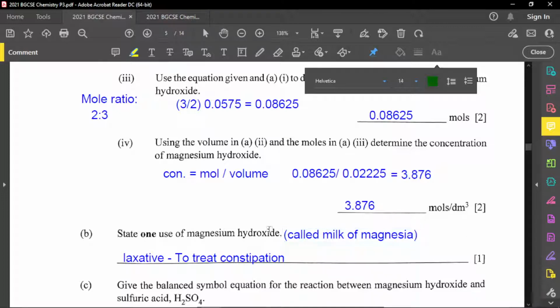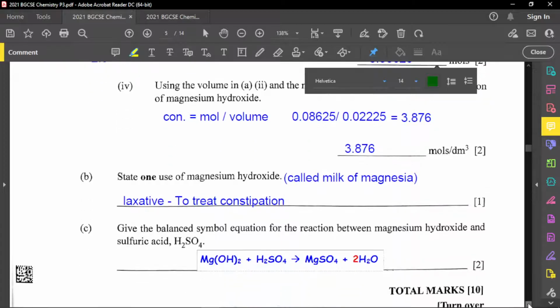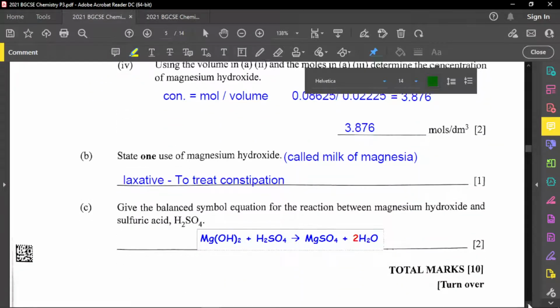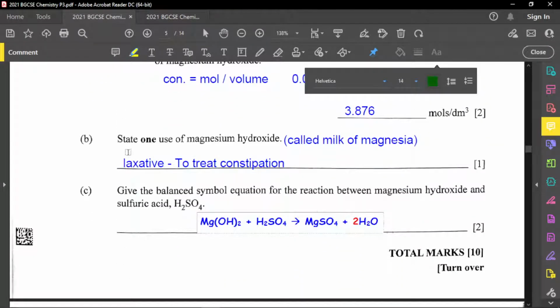Part B says state one use of magnesium hydroxide. Magnesium hydroxide is called milk of magnesia, and it is a laxative, and it is used to treat constipation. So you make your bowel movements a little better if you have any problems. But you should not consume magnesium hydroxide without any form of medical advice. It could be dangerous as well.